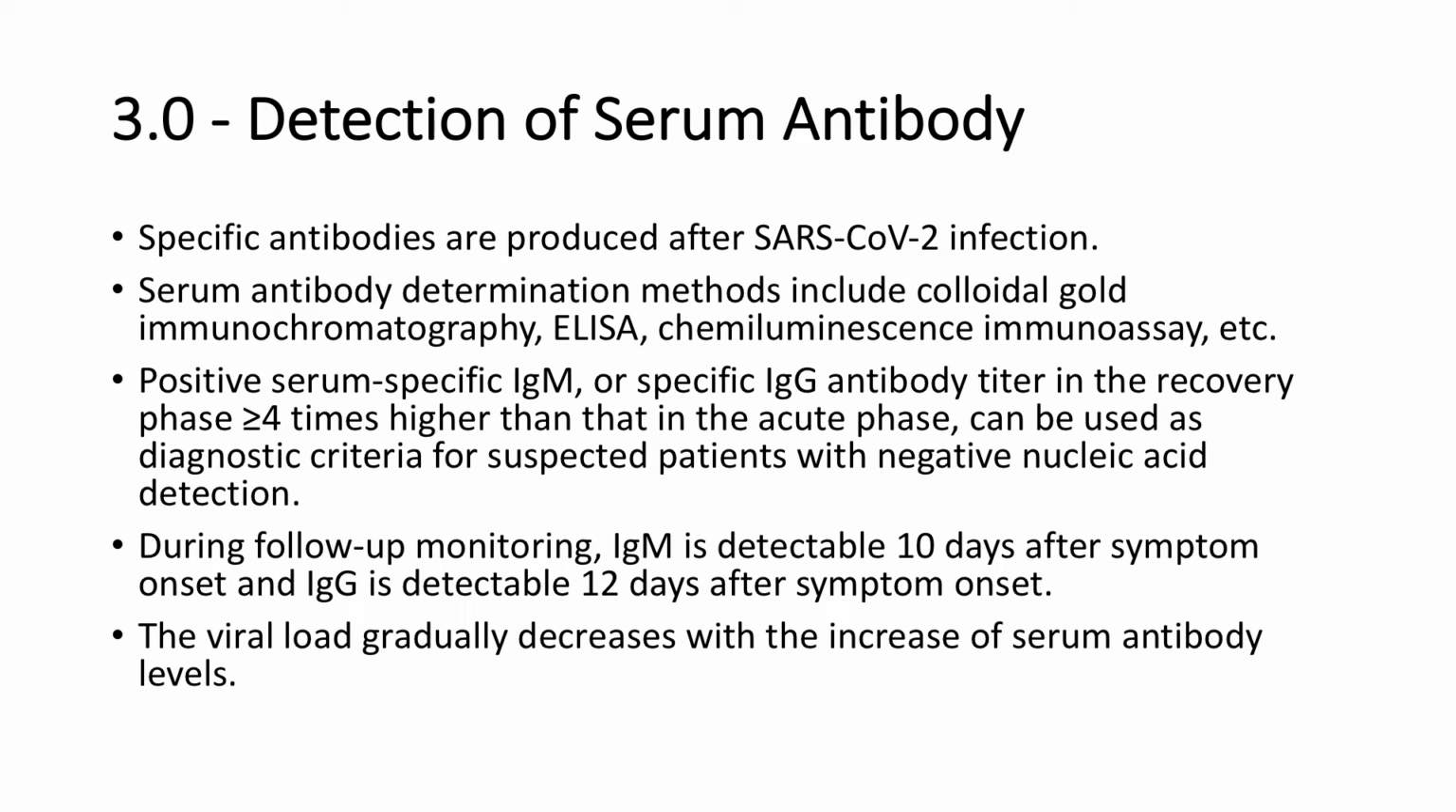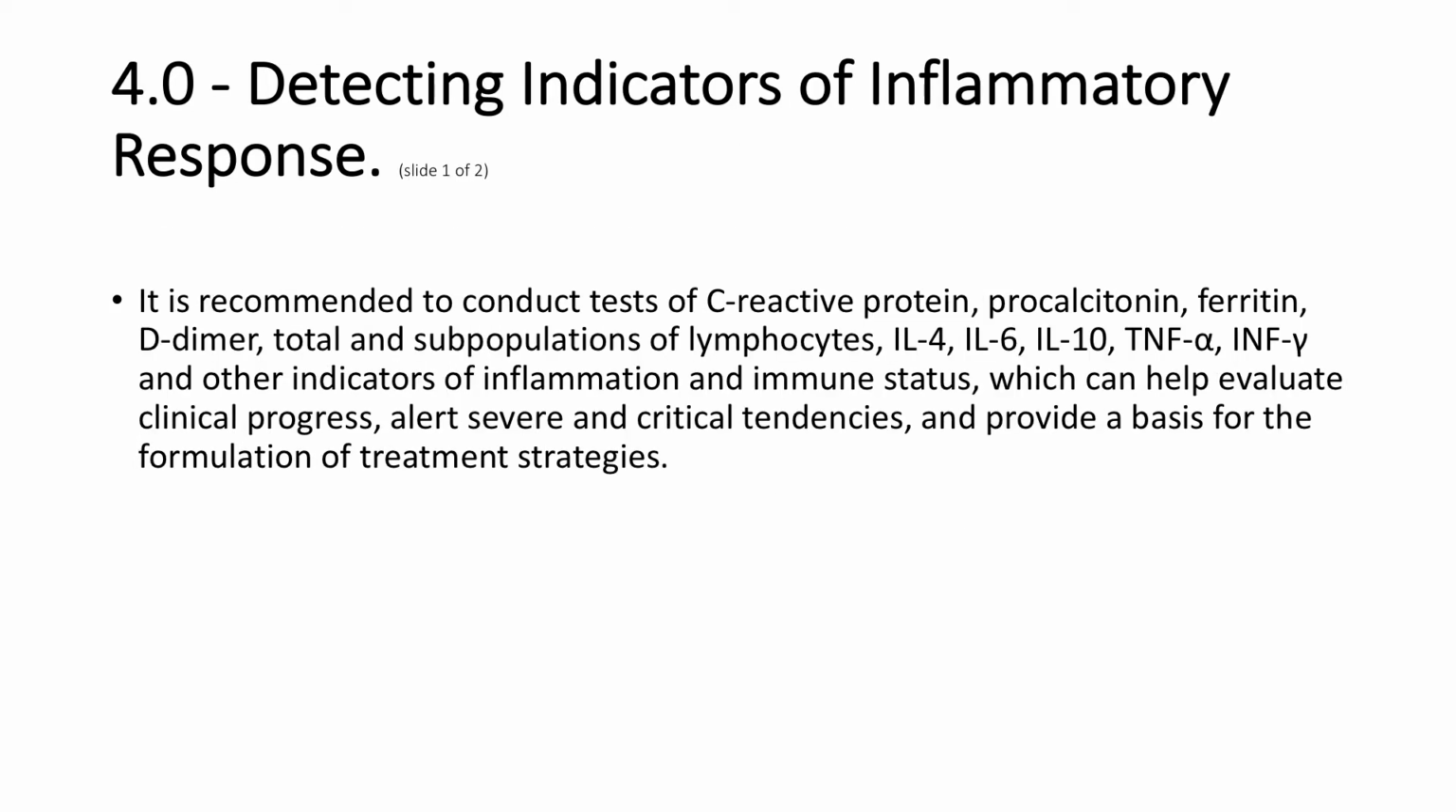Positive serum specific IgM, or specific IgG antibody titer in the recovering phase greater than or equal to 4 times higher than that in the acute phase, can be used as diagnostic criteria for suspected patients with negative nucleic acid detection. During follow-up monitoring, IgM is detectable 10 days after symptom onset and IgG is detectable 12 days after symptom onset. The viral load gradually decreases with the increase of serum antibody levels.